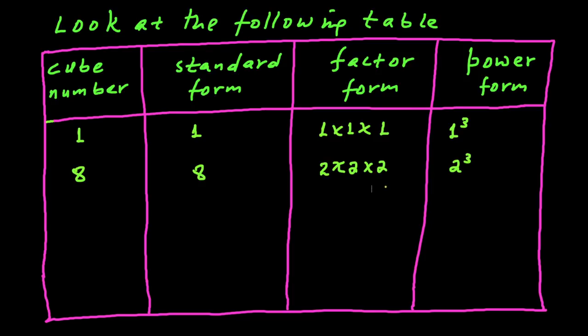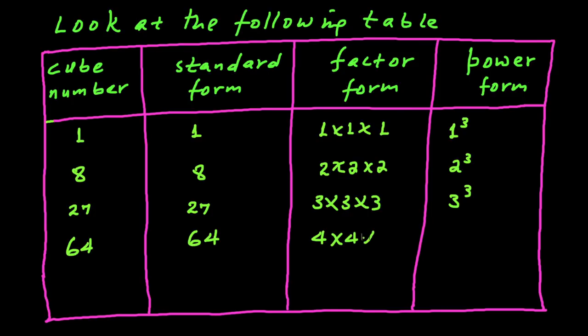To the power of 3 in power form. The next one is 27. In standard form it is 27, and in factor form 3 times 3 times 3, that means 3 to the power of 3. 3 times 3 is 9, 9 times 3 is 27. Next, 64 as a cube number: in standard form 64, in factor form 4 times 4 times 4, or 4 to the power of 3.